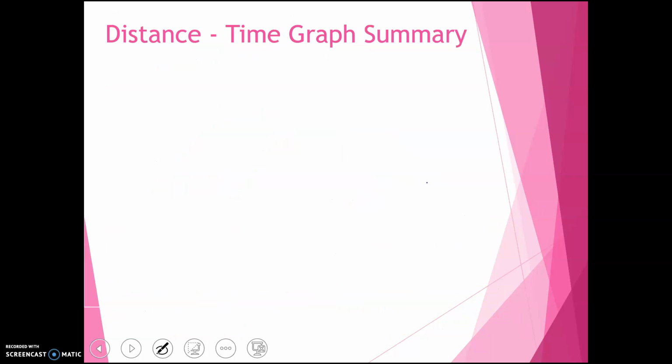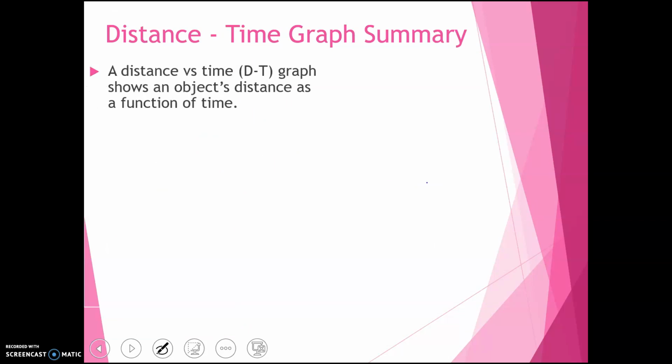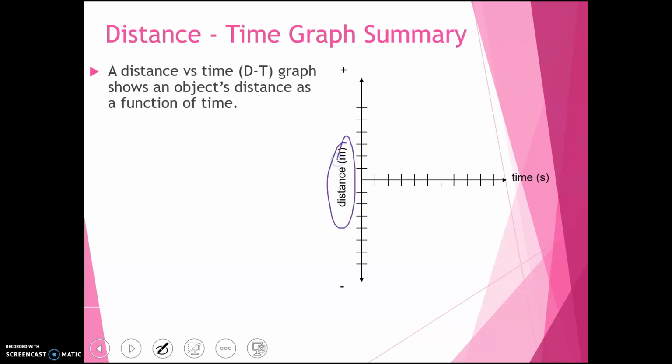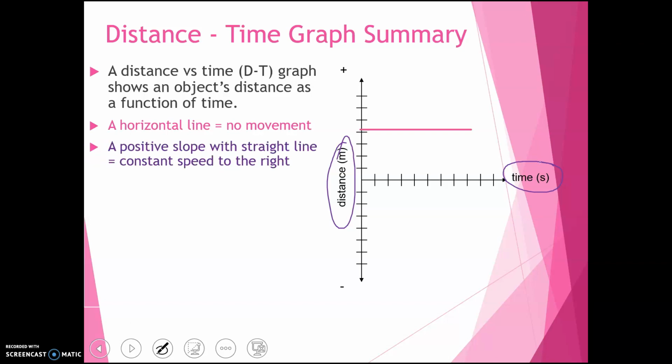All right, so in summary, we're going to put together all forms of the distance versus time graph. So remember we have distance on our y-axis because that's what we're measuring. It's our dependent variable. We have time on our x-axis because that's our independent variable. It's something that we're changing, we're allowing time to go by. So our first line is going to be a horizontal line representing no movement. That horizontal line could be anywhere on the graph.